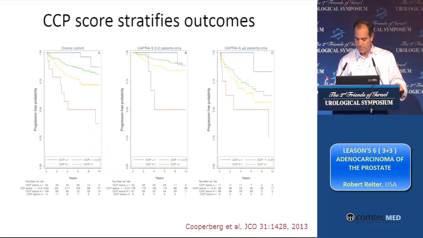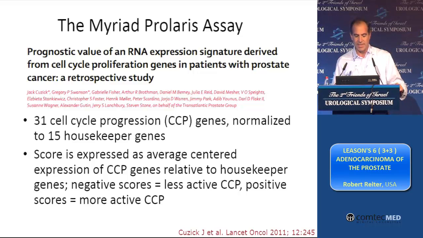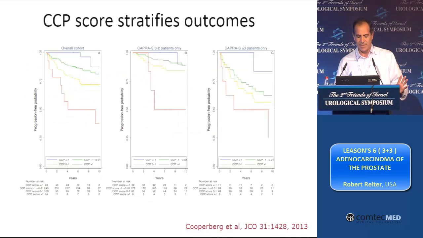Another test out there is Myriad's Prolaris assay. This is basically a test that looks at proliferation, given that proliferation is probably still a strong predictor of outcome. It looks at 31 cell cycle progression genes, normalized to housekeeper genes, and there have been a number of studies of this. You can see that this is a study from UCSF, from Matt Cooperberg's group, showing that it stratifies tumors independent of CAPRA scores. So you could take a patient who had a very low risk tumor by CAPRA, and if they had a high CCP score, that identified patients at higher risk of progression.